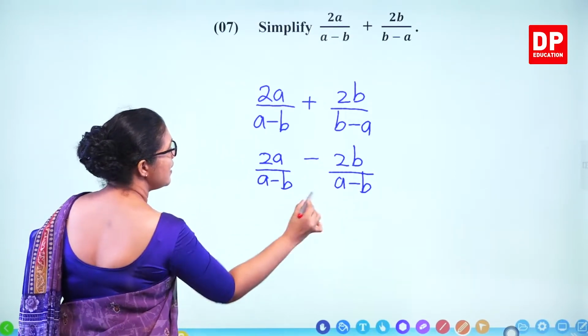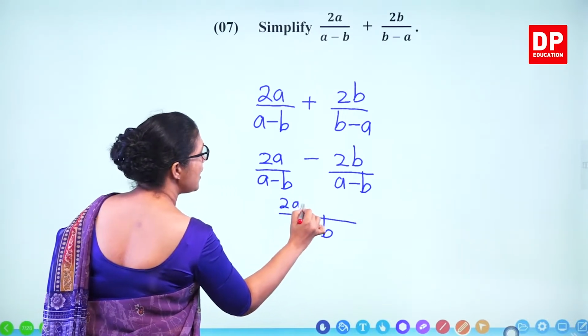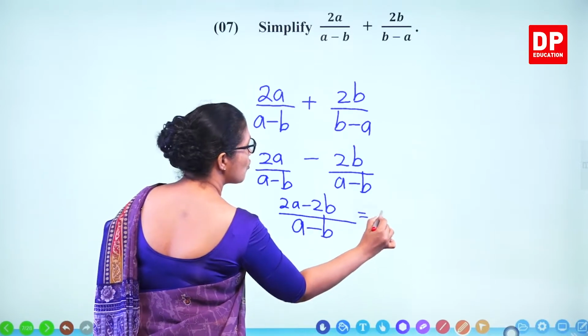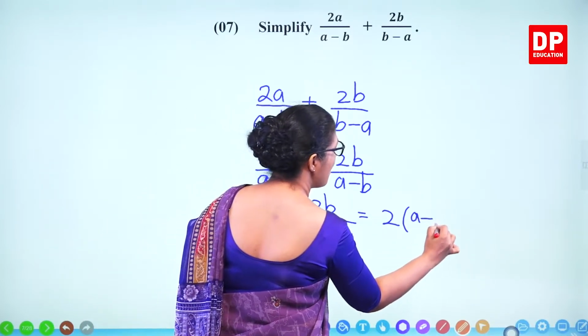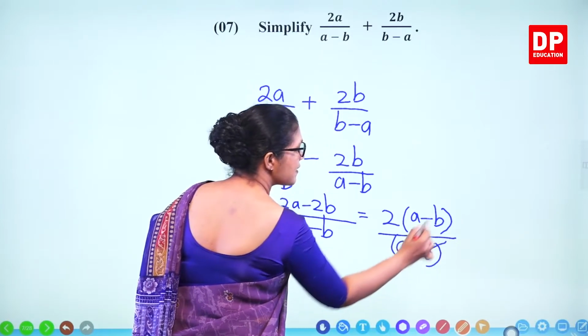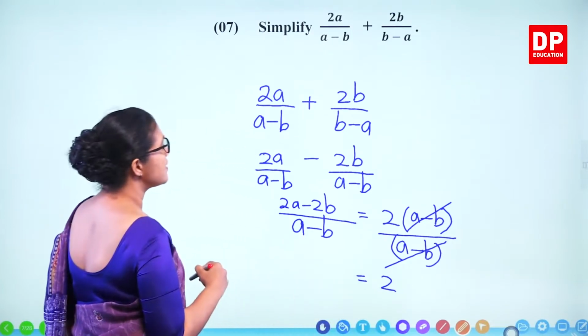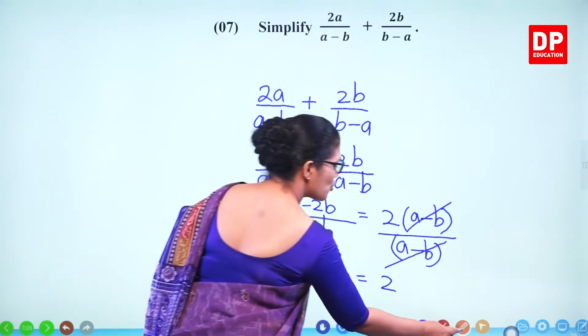Now you can just subtract the numerator values. 2a minus 2b. 2 is common, take it out. You get 2 times a minus b over a minus b. Same term, it gets cancelled out. So you get 2 as the answer. So 2 marks for that.